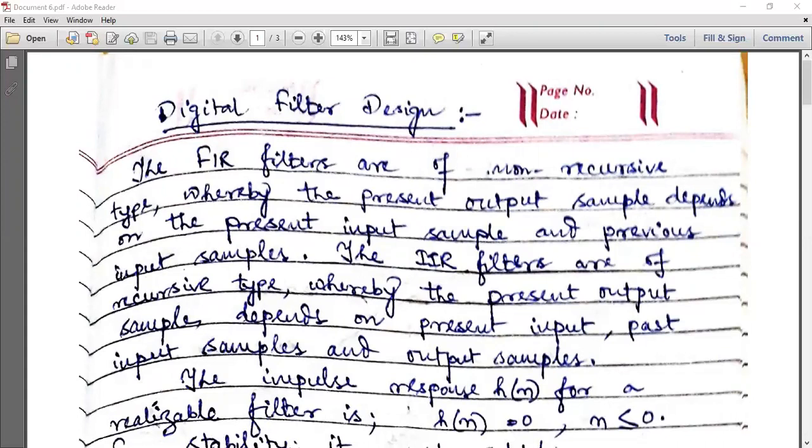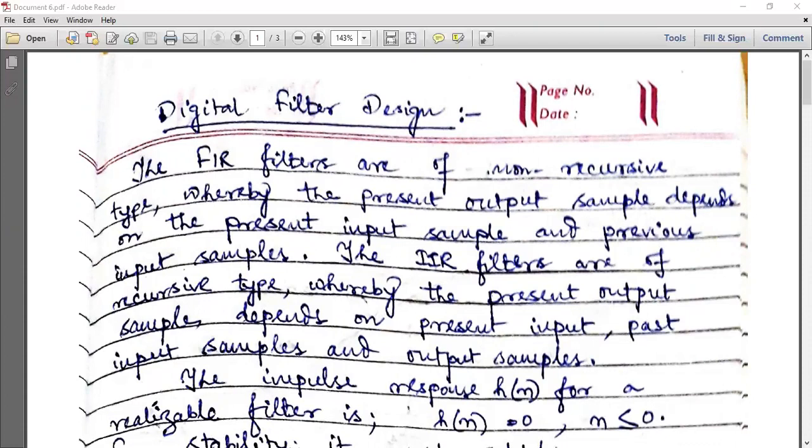The FIR, finite impulse response, and the IIR, infinite impulse response. Why? Because in general, a digital filter is a linear time invariant discrete time system. Clear? So the FIR filters are of non-recursive type. Now you look into the notes.